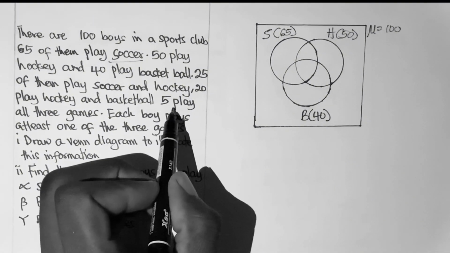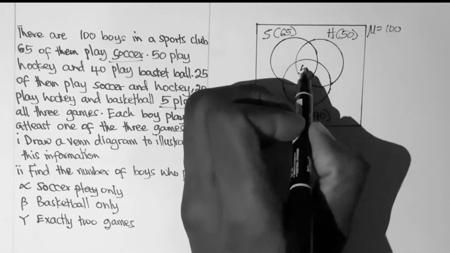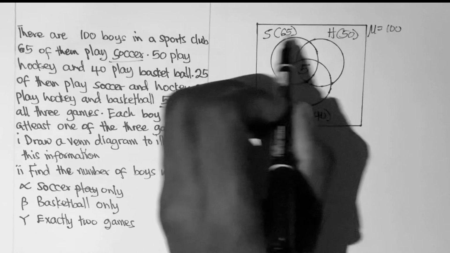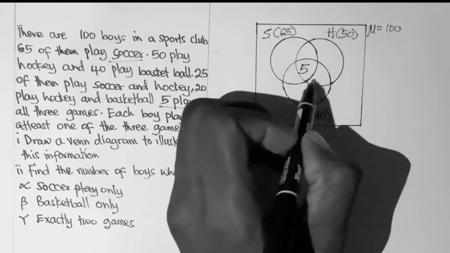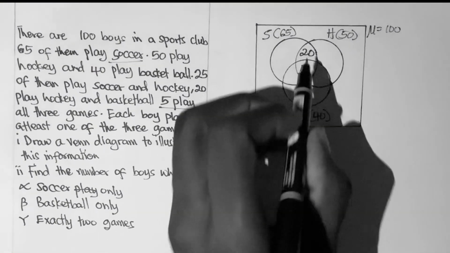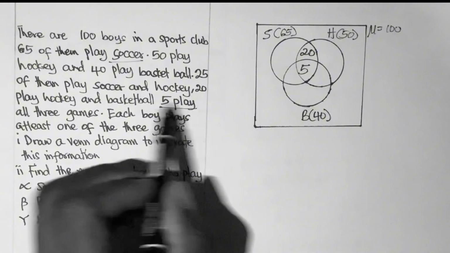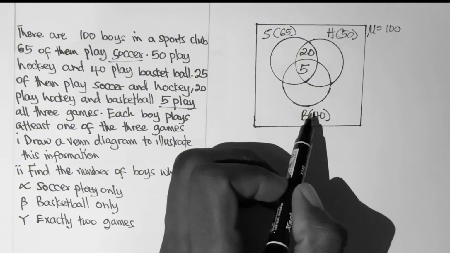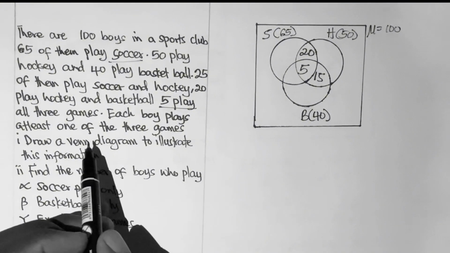Now, according to the question, it says that 5 of them play all 3 games. So here's 5. Then he says 25 of them play soccer and hockey. This is soccer and hockey. So 5 play all 3 games, 25 play soccer and hockey. It means that for this part is 20 because 20 plus 5 is 25. Then he says that 20 play hockey and basketball. So this is hockey and basketball. They are 20. So 20 minus 5 is 15. So here is supposed to be 15.